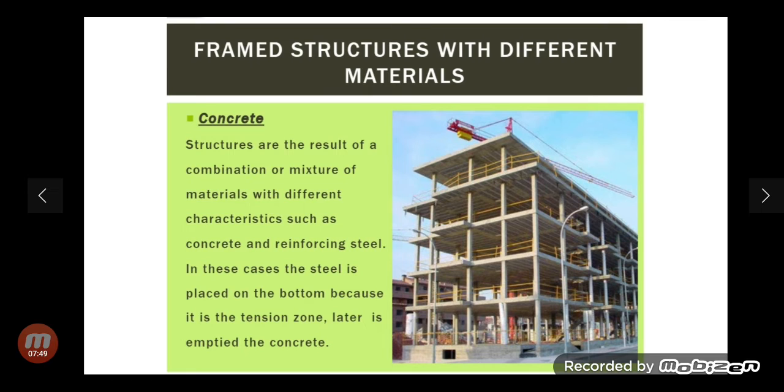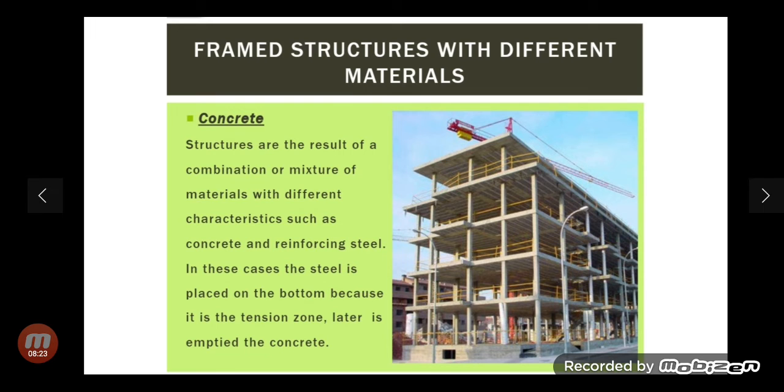Now, we can say there are a number of materials that are used in the field of construction. Some of the main materials considered in the construction of framed structures: the main thing is concrete. The structures are the result of a combination of materials with different characteristics, such as concrete and reinforcement steel. In this case, the steel is placed at the bottom because it is in the tension zone. Later the concrete is poured.